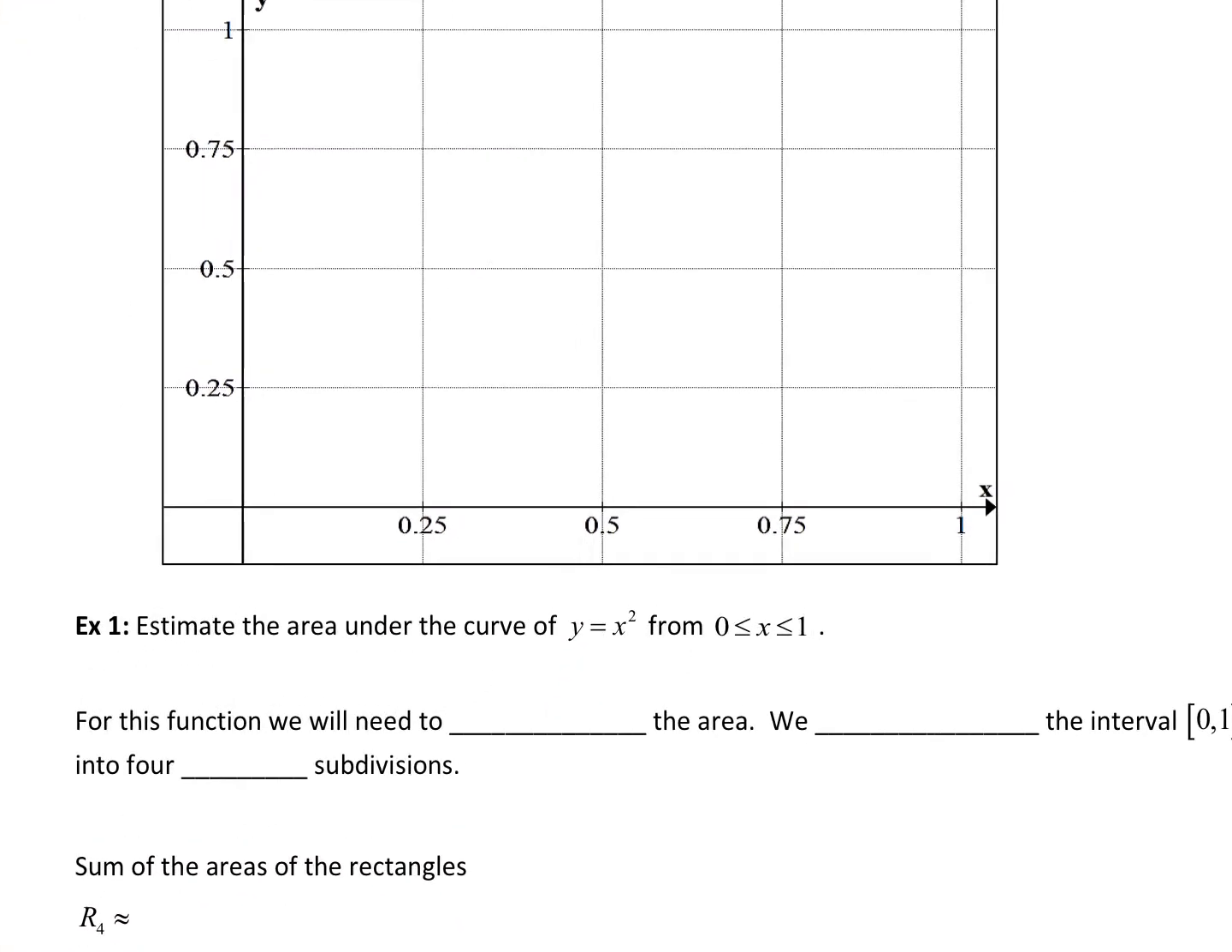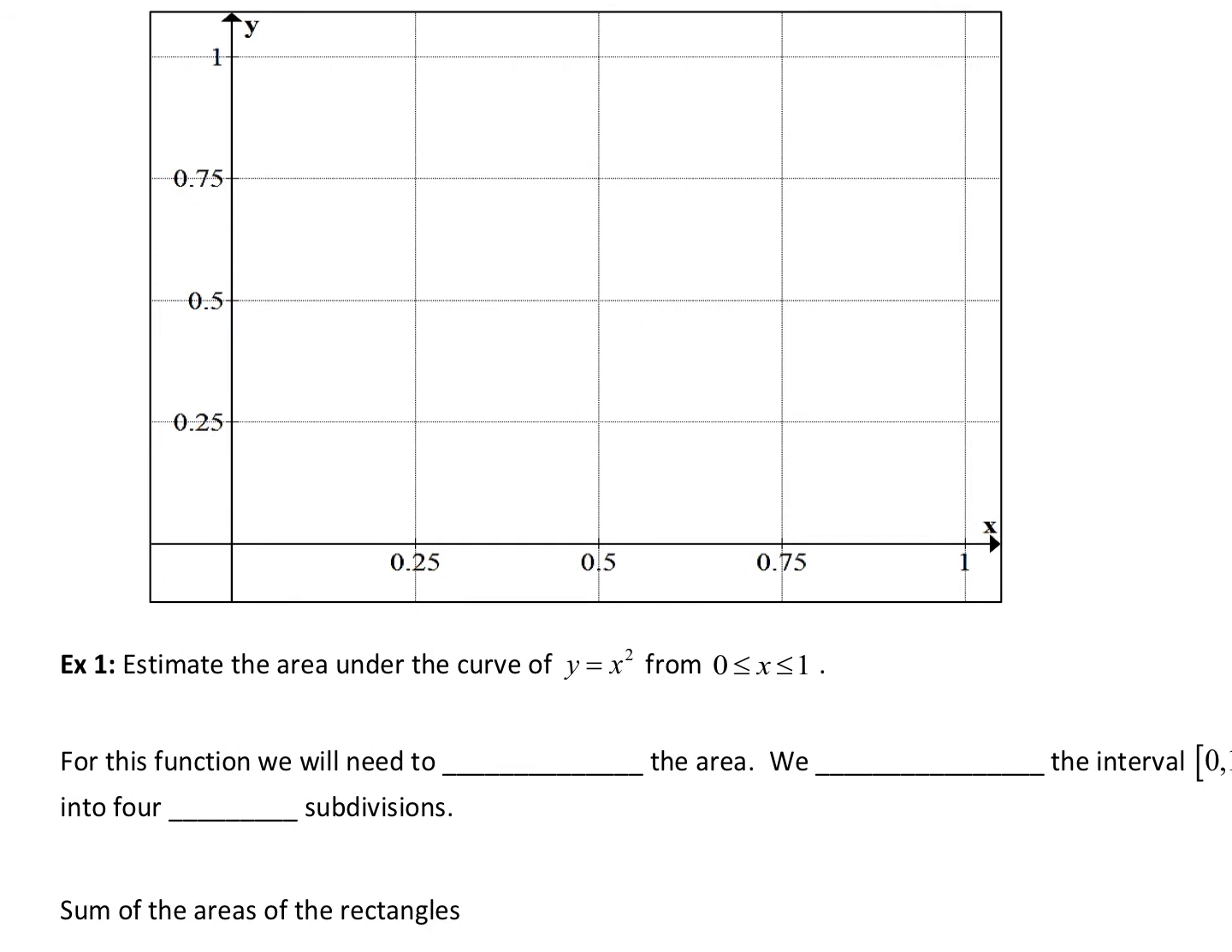Example 1, estimate the area under the curve y equals x squared. If I wanted to sketch the graph of x squared, I'll start from 0, 0, and I'm going from 0 to 1. When x is 1, 1 squared is 1, so I'm going to end up there. When x is 0.5, 0.5 squared gives you 0.25, so it's going to go through this point. So I'm going to approximately graph it like this.